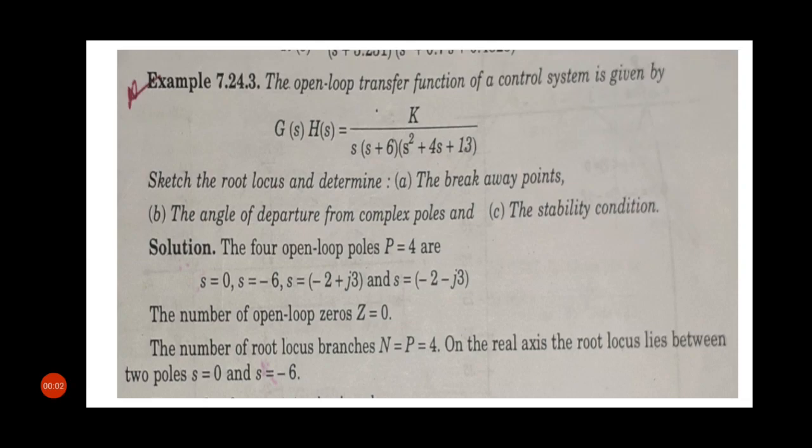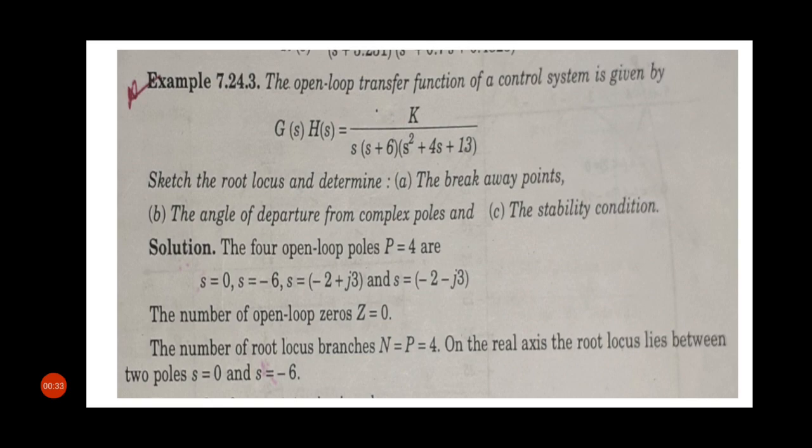Hello student, in this lecture I will discuss another example. So see the example. The question is, the open loop transfer function of a control system is given by G(s)H(s) equal to K divided by s into (s plus 6) into (s square plus 4s plus 13). Sketch the root locus and determine the breakout point, the angle of departure from complex pole and the stability condition.